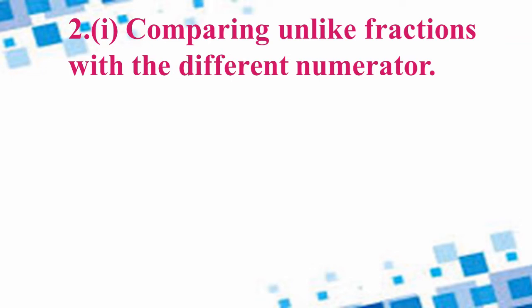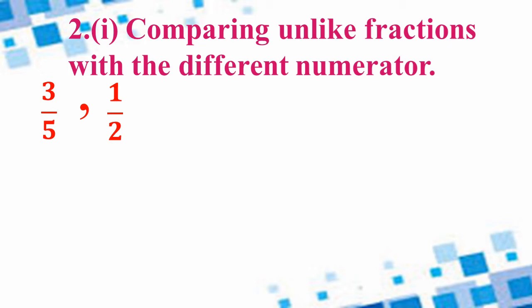So next, comparing unlike fractions with different numerators. Let us compare the unlike fractions 3 by 5 and 1 by 2, having different numerators. We can see that they have different numerators as well as denominators, so it is not easy to compare. But we can easily compare like fractions. So for comparing these, we will convert them into fractions having the same denominator by finding the equivalent fractions.